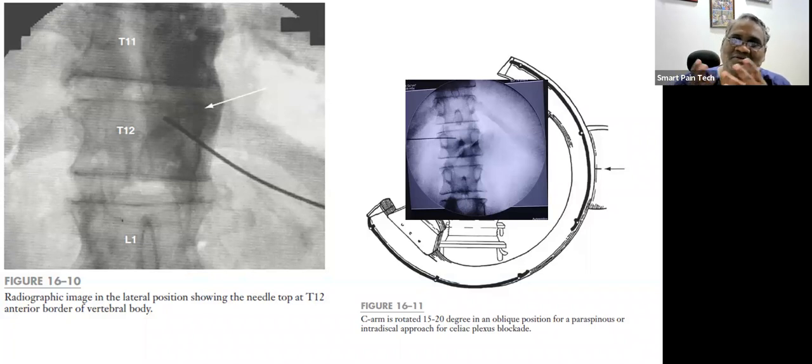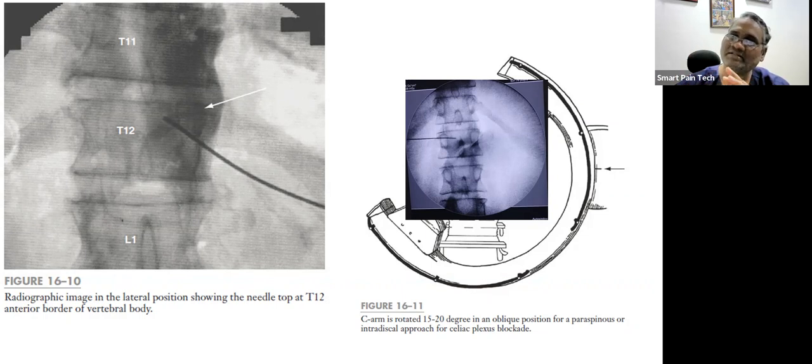So there's a lot of dilemma. What to do and what not to do? What we usually practice is that we give 10 cc of local anesthetic. We keep the needle like that only, and we wait for 10 to 15 minutes. We see if there is a block, whether the patient has pain relief or not. And if they have pain relief, then we inject the alcohol.